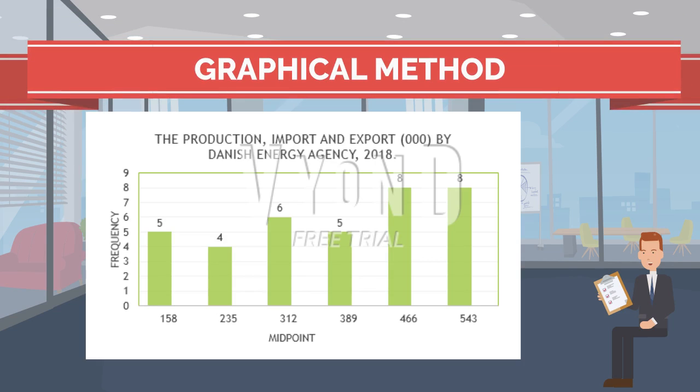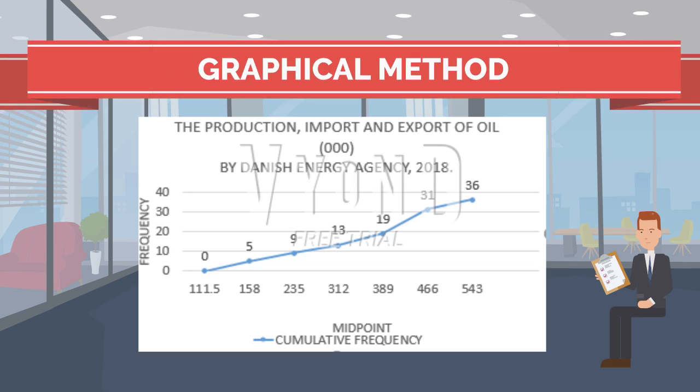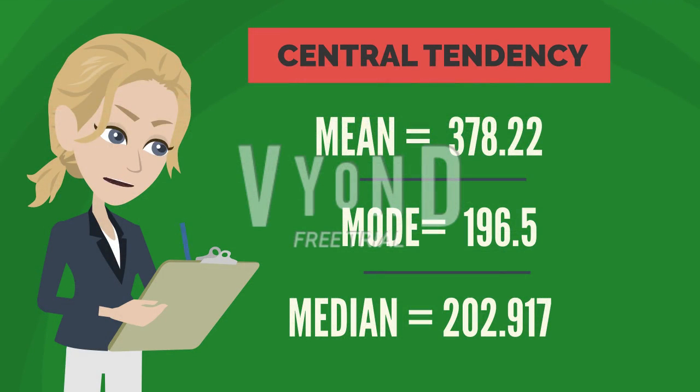The methods used for this analysis are frequency distribution, relative frequency distribution, cumulative frequency and graphical methods such as histogram and ogive. Mean stands for the sum of data entries divided by the number of entries. The mean for the production, import and export of oil is 378.22.